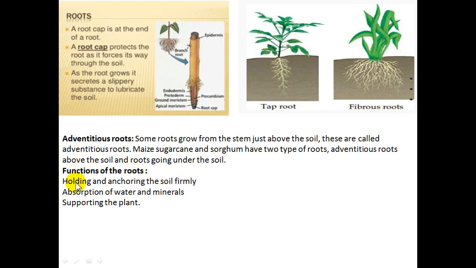above the soil. Functions of the roots: holding and anchoring the soil firmly, absorption of water and minerals, and supporting the plant. So we already discussed this point.